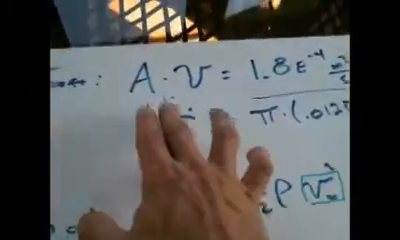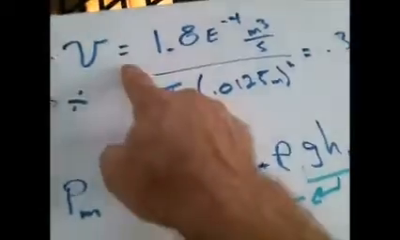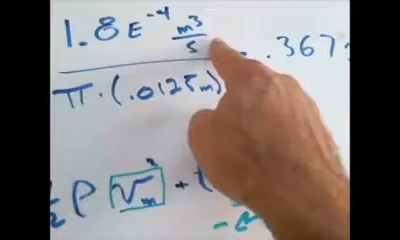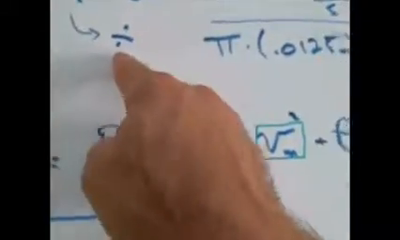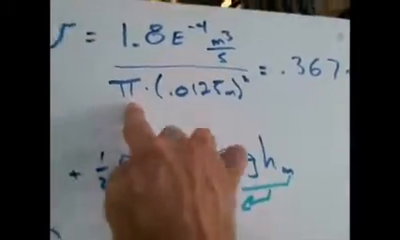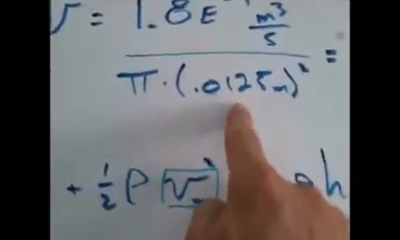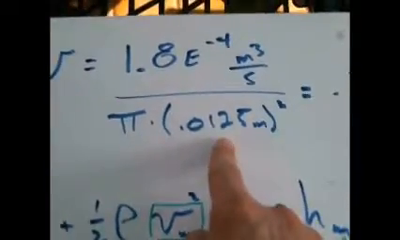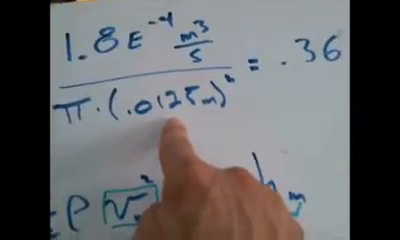Remember, area times velocity is the flow rate. That flow rate was given in this particular question as 1.8 times 10 to the negative fourth cubic meters per second. That number, again, doesn't change. So if I want the velocity, all I have to do is divide by the area, which is pi r squared. Now remember, the radius is half the diameter, and I know you know that, but it's easy to just forget to cut it in half. So since the diameter was given as 2.5 centimeters, the radius is 1.25 centimeters.